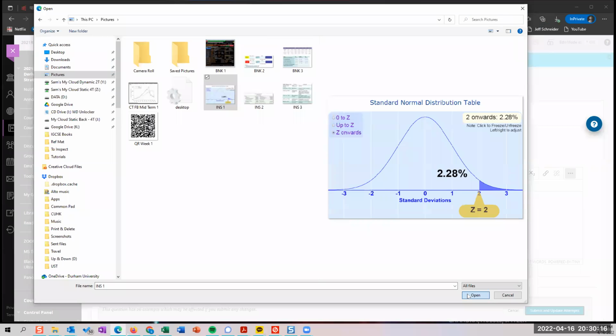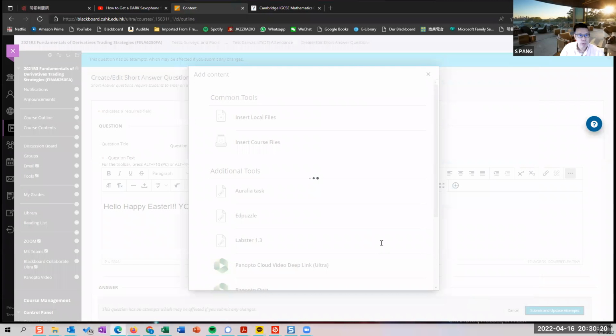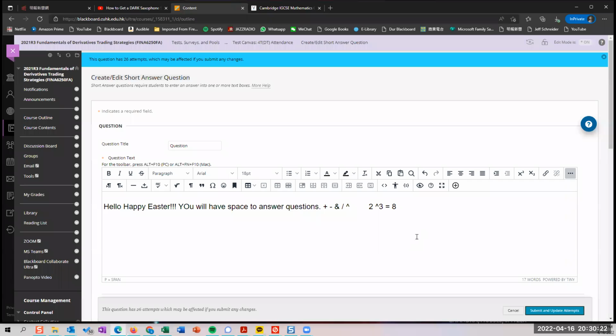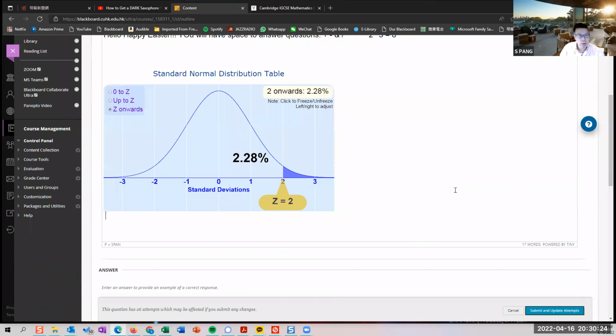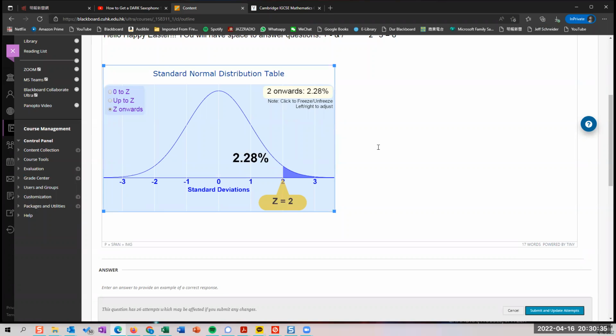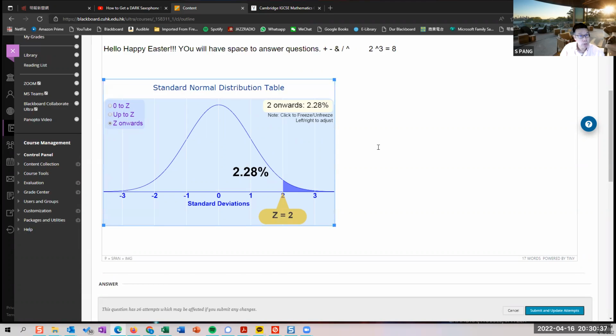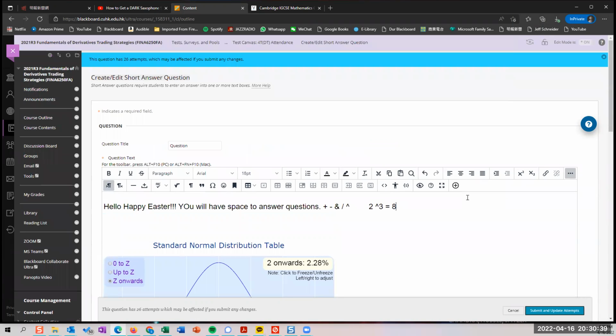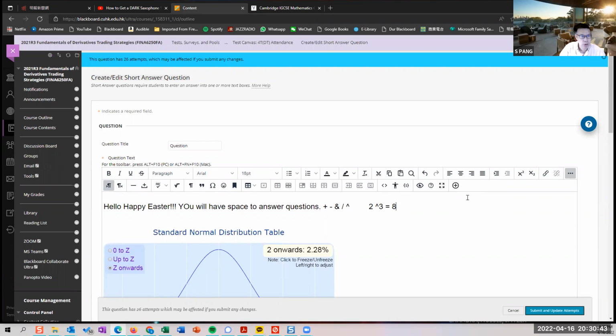So if I pick that one and I click open, can you see what's happened? I inserted that picture into my answer. Wan Jie, this is how you would do it if you really want to. It can be done. But it's not a requirement that we ask you to include pictures in your answer.